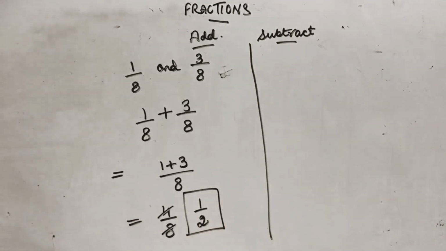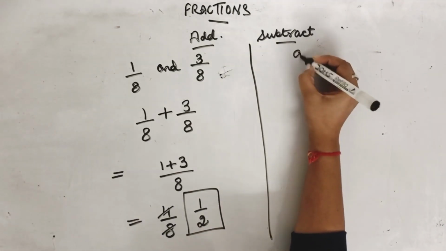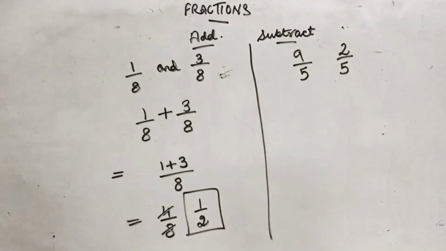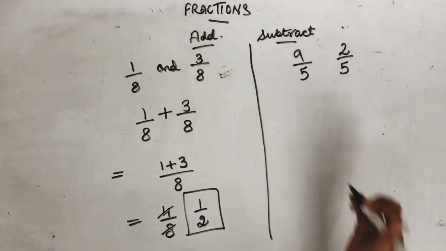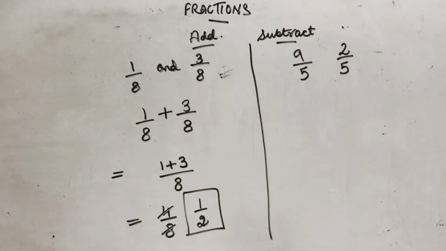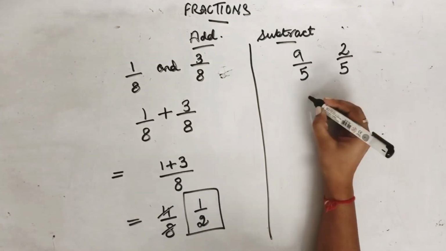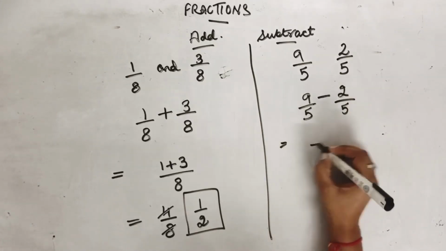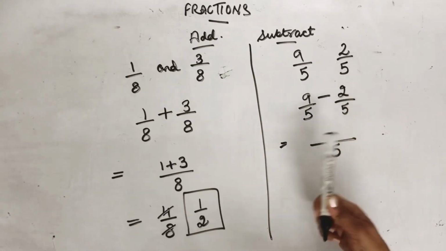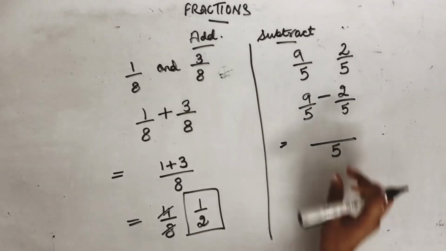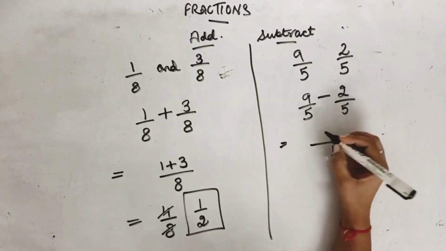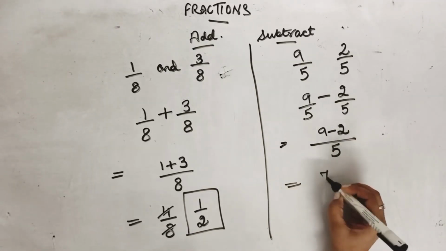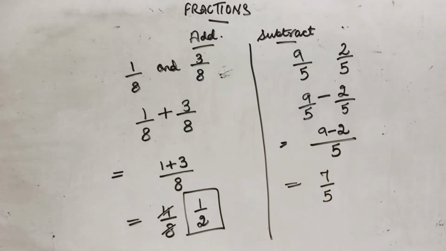Now subtraction. Let's say the fractions are 9 by 5 and 2 by 5. You have to subtract these two fractions. Again, first you will see whether their denominators are equal or not. Yes. So you will do 9 by 5 minus 2 by 5. In the denominator you will write the same denominator, that is 5, and you will just subtract the numerators, that is 9 minus 2. 9 minus 2 will be 7 by 5.